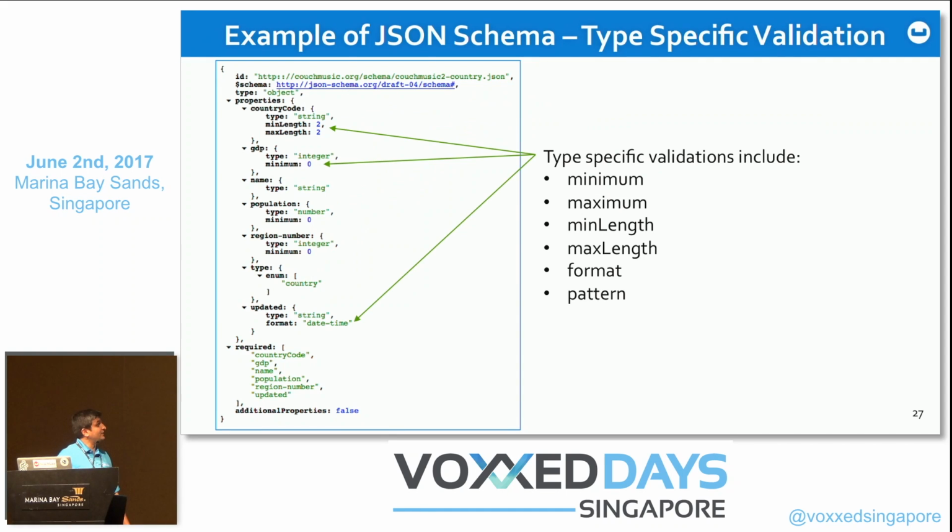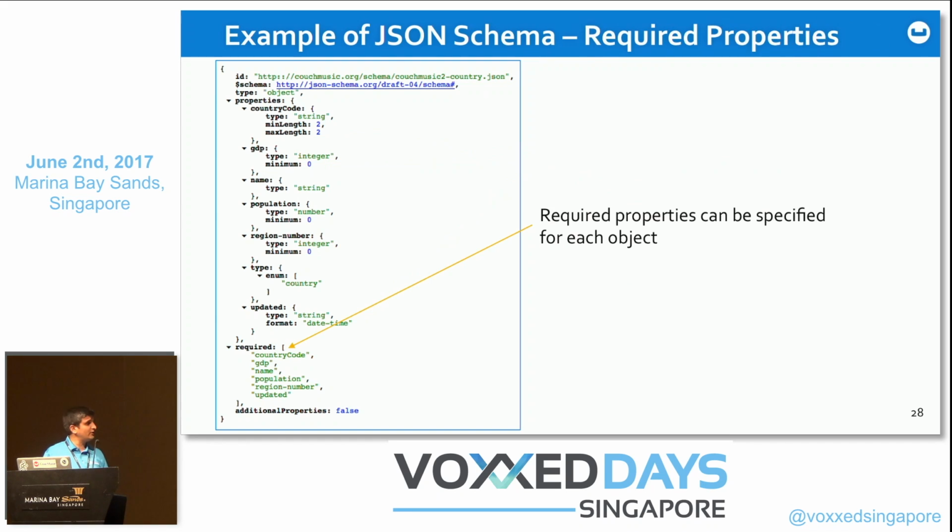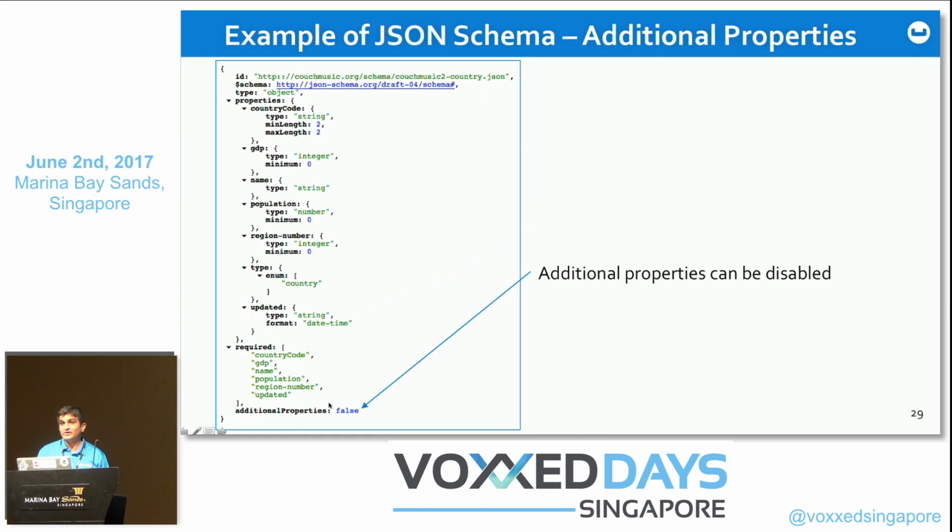Okay, and you have various validations. That is, you can have the minimum, maximum, length, minimum length, format, various patterns that you can use. And then out of these properties, what are the various required properties? These are my required properties. Can you have additional properties? No, false. I don't want any additional properties, only these fixed properties. So that's an example of JSON schema.